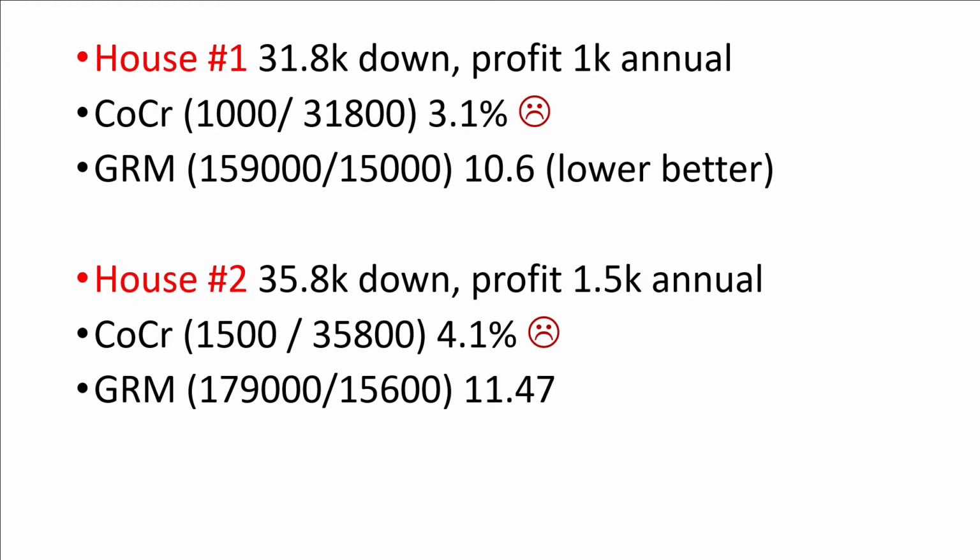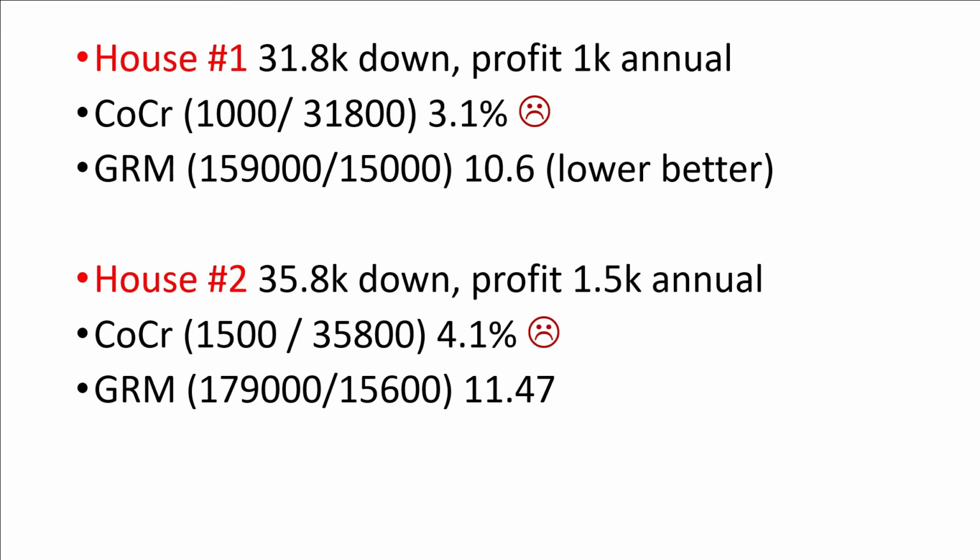So for all of ours, I look at cash on cash return. For the amount of money you pay for the amount of money it's going to make, what is that percentage? So I'm spending $31,000 to make $1,000. That cash on cash return is only 3.1%. That's terrible. The other one, at $35,000 down to make you $1,500 a year, that cash on cash is terrible as well. So I wouldn't have bought either of these.